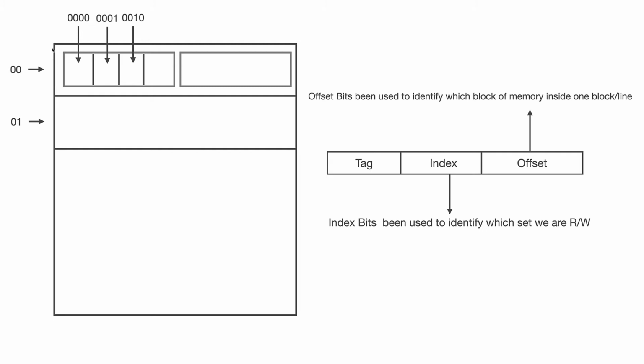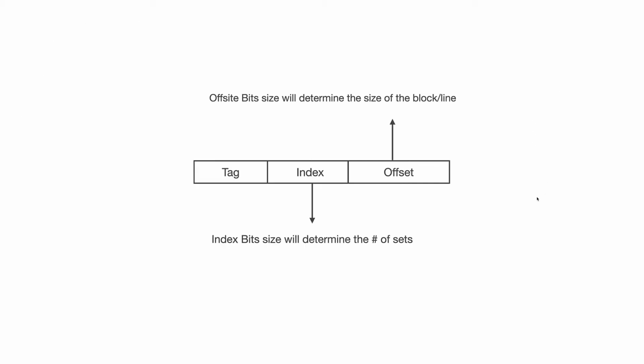From here, you can say if we have 4 sets, then we need to use in total 2 bits to identify which set I am referring to, because 2 to the power of 2 equals 4, right? 00, 01, 10, and 11. Similarly, the line size or block size will determine the number of bits for the offset. So let me repeat: offset bit size will determine the size of the block and the line, and index bits will determine the number of sets.